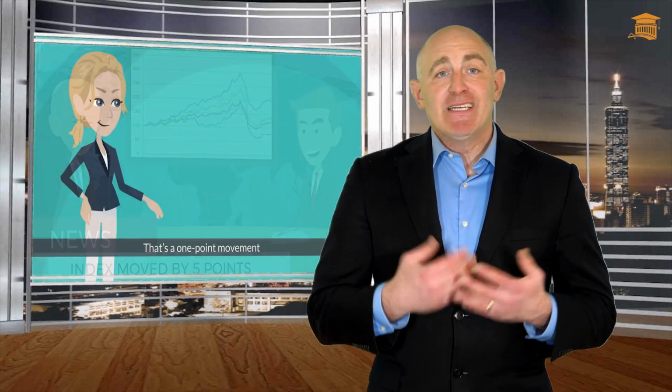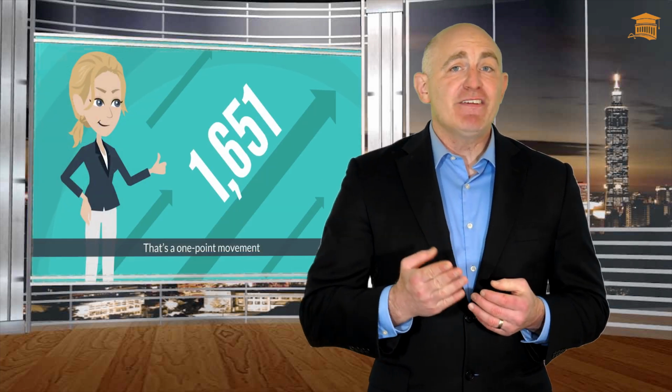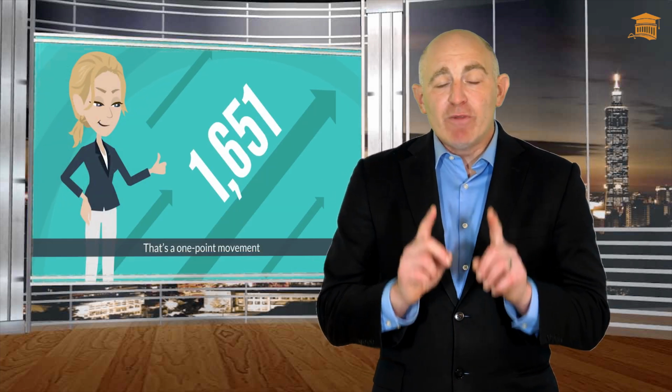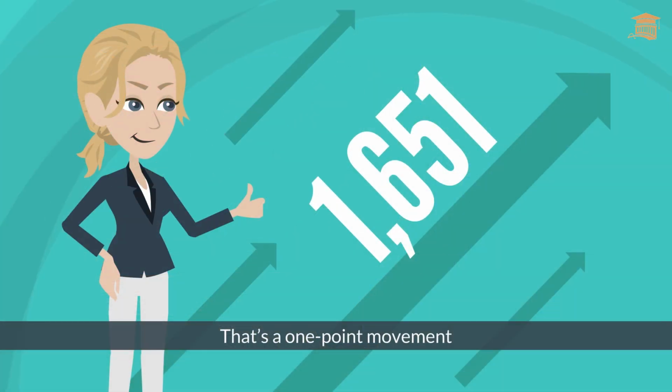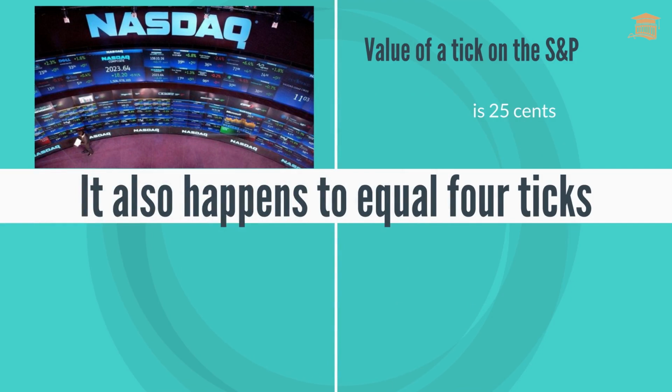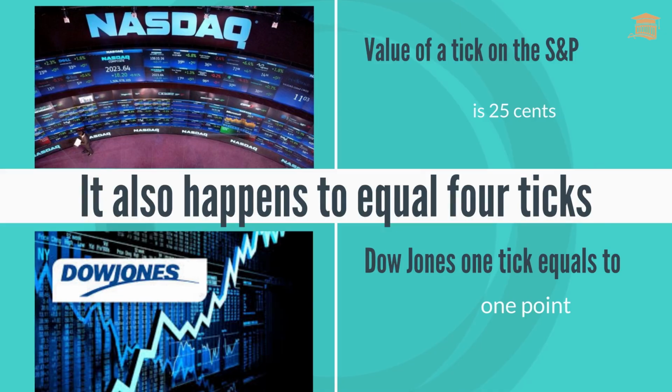In the news, though, we'll also hear about indexes moving by a point. Unlike a tick, a point is a price movement of one numeral that's located before the decimal point. So if the S&P increases from 1,650 to 1,651, that's a 1-point movement. It also happens to equal 4 ticks, since the value of a tick on the S&P is 25 cents. With the Dow Jones, 1 tick equals 1 point.